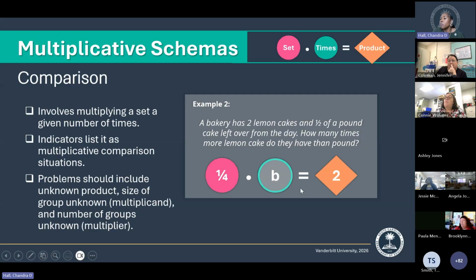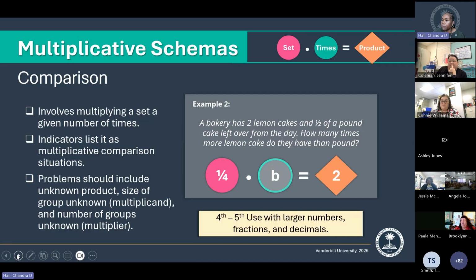But here, we're still trying to figure out how many times that needs to be multiplied in order to equal 2. Okay. So these are multiplicative comparison schemas. Wish there was a way that I could show my first example.